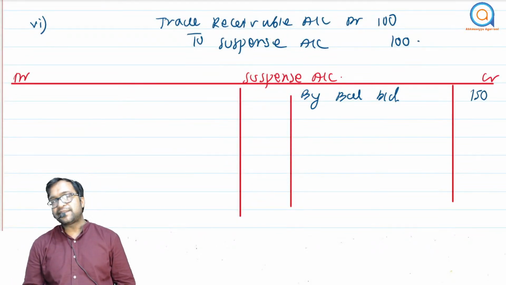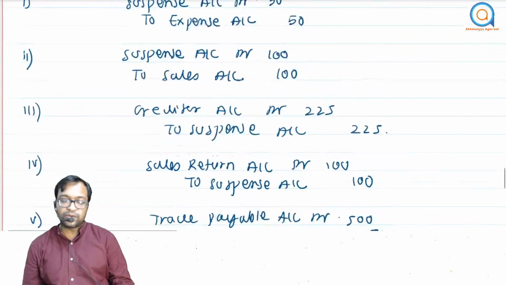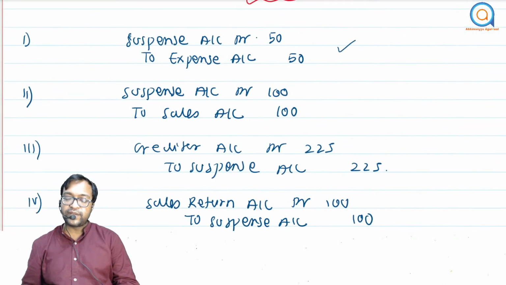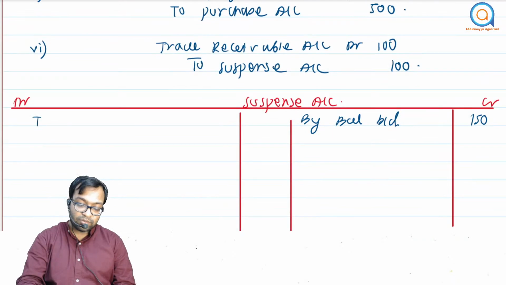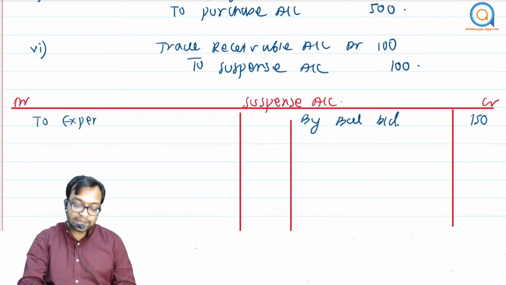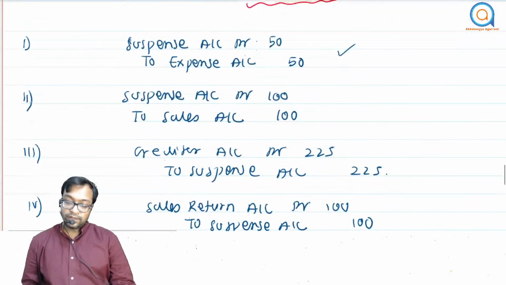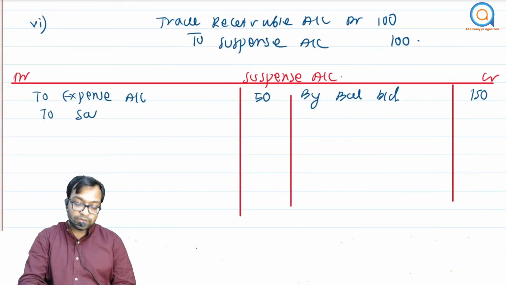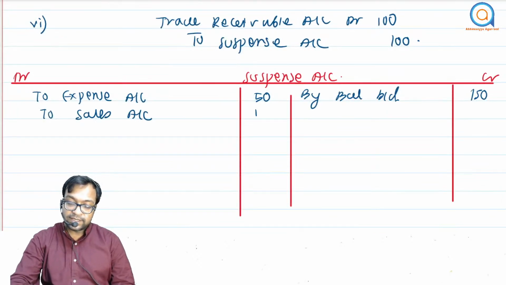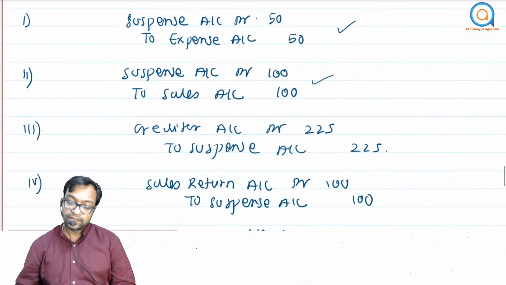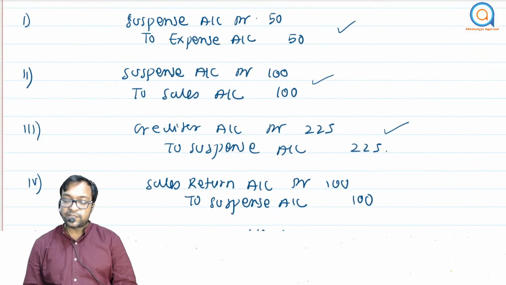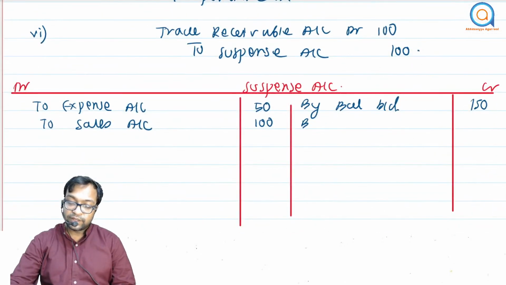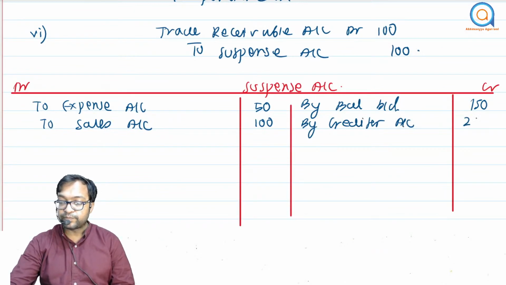Now to prepare suspense, you have done all the journal entries. Just do the posting one by one. Suspense to expense 50: suspense account debit to expense account 50 rupees. Next, suspense to sales 100: suspense account debit to sales account, that is 100. Next, creditor to suspense. So in suspense, by creditor 225. By creditor account 225.